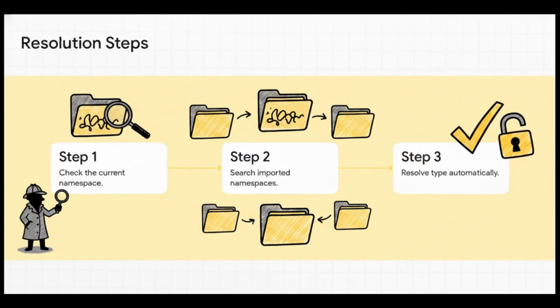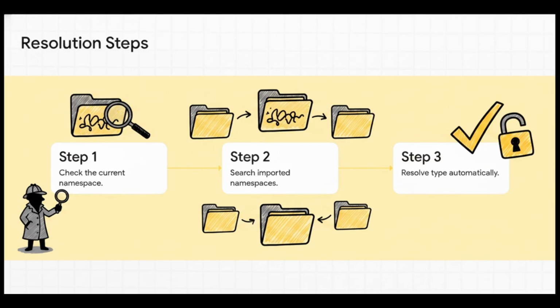Have you ever wondered what the compiler's actually doing behind the scenes here? Imagine it as a detective trying to automatically resolve a type name. Step 1, it checks the current namespace you're working in to see if the type lives right there. Step 2, if it doesn't find it, it searches all the imported namespaces from those using directives at the top of your file. And finally, Step 3, once it finds a match, it resolves the type automatically.